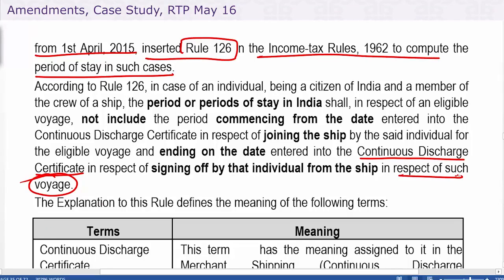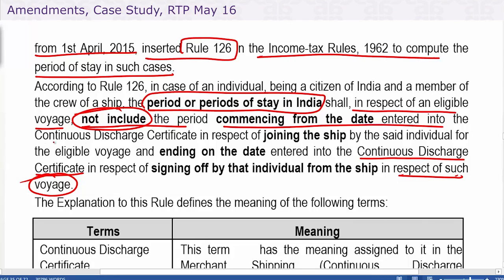His period of stay in India, while we are calculating, shall in respect of an eligible voyage not include the following. Now this is what it will not include: the period commencing from the date entered into in the continuous discharge certificate in respect of joining the ship by such individual, and ending on the date entered into on the continuous discharge certificate in respect of signing off by that individual from the ship.